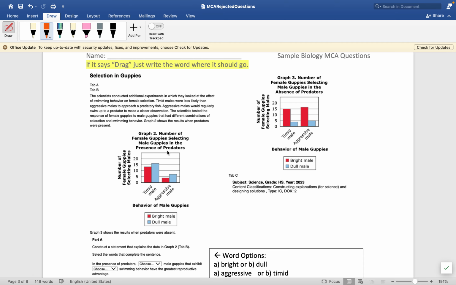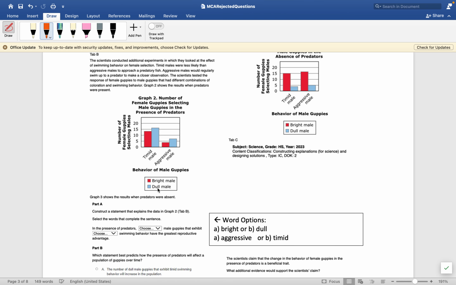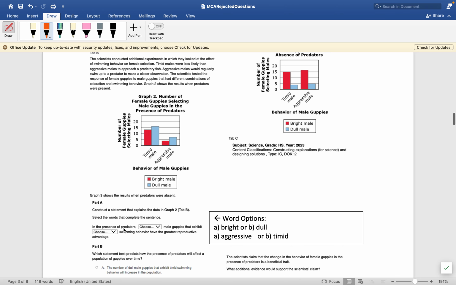Okay, so this is in the presence of predators and here absent. So we can kind of see almost a flip with our bright males and our dull males. Okay, construct a statement that explains the data in graph 2. Select the words that complete the sentence. In the presence of predators, okay, over here, blank male guppies that exhibit blank swim behavior have the greatest reproductive advantage. Well, if we want the higher bar graphs here, so the answer would be dull.